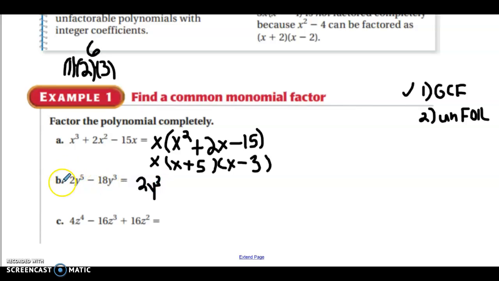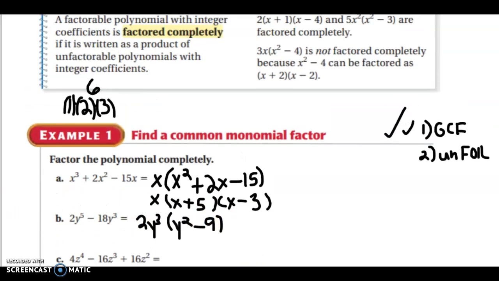And if I take away a 2y cubed from 2y to the 5th, that's going to leave me with y squared. And if I take a 2y cubed from 18y cubed, that's going to leave me with a minus 9. So again, I found the GCF first. And now does this unfoil? And yes, it does. Notice y is being squared and 9 is 3 squared.